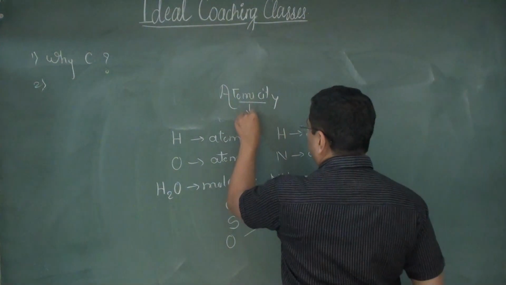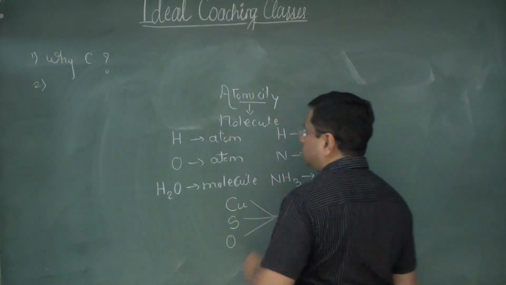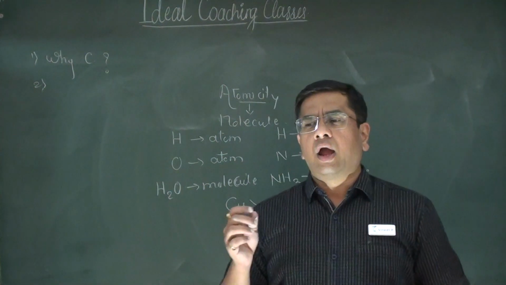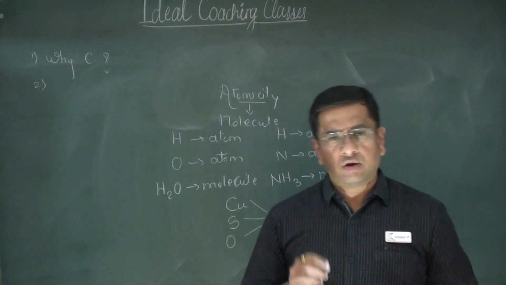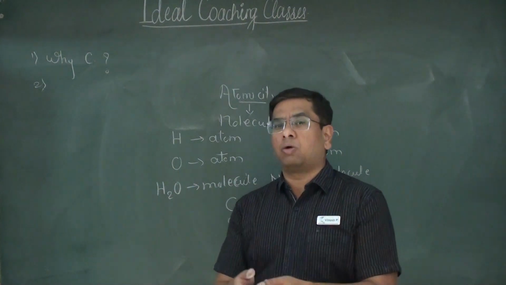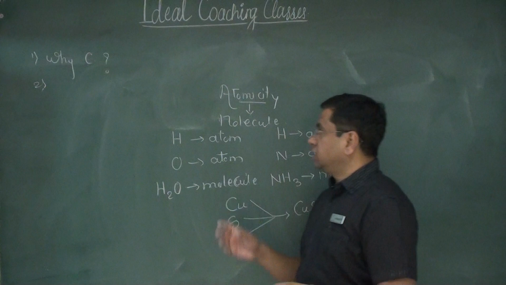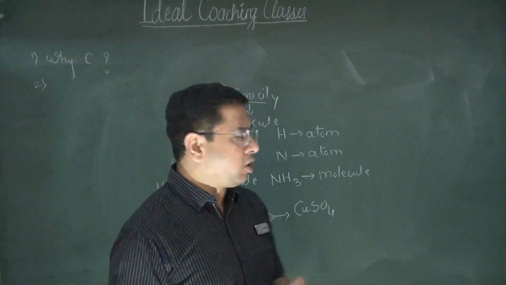What do you mean by atomicity? Atomicity is for a molecule. What is atomicity of a molecule? Atomicity of a molecule is nothing but the number of atoms present in the molecule. Let us check that out. Atomicity is nothing but the number of atoms in a molecule.